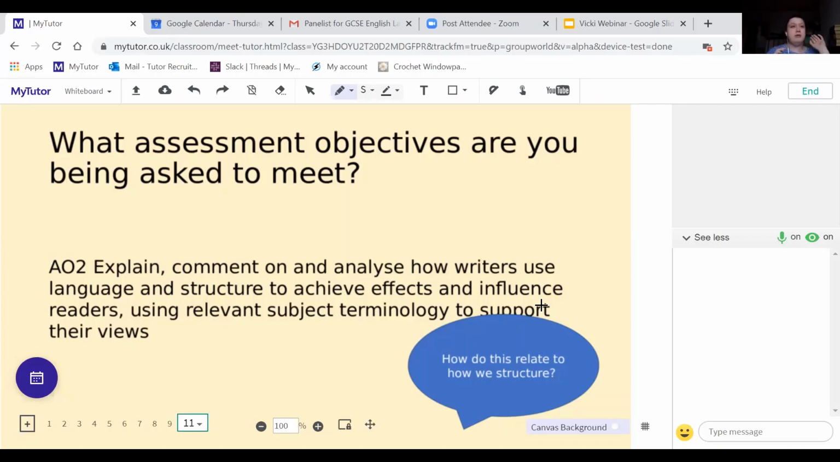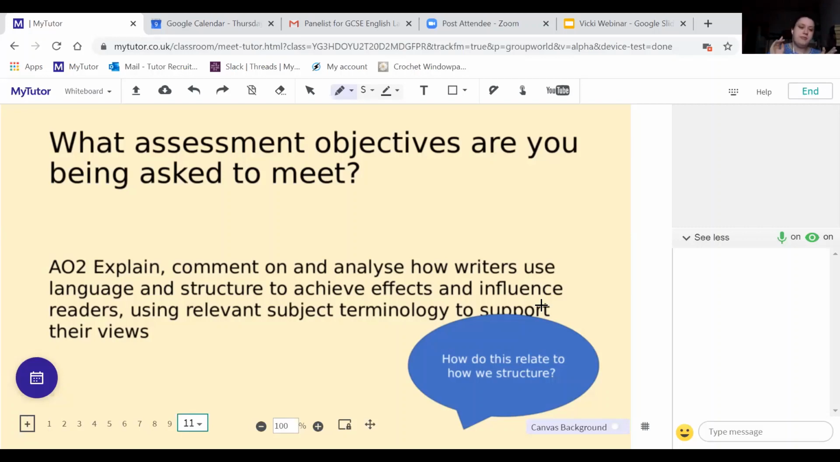AO2 covers both question 2 and question 3. So we're looking at writing using language here and achieving the effects. So we need to say how they influence the reader. We need to use subject terminology, and we need to analyse and comment on why the writer has chosen to do that.